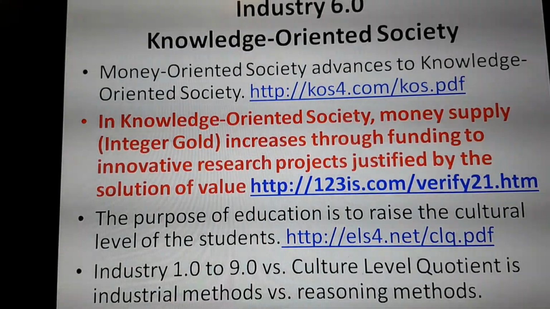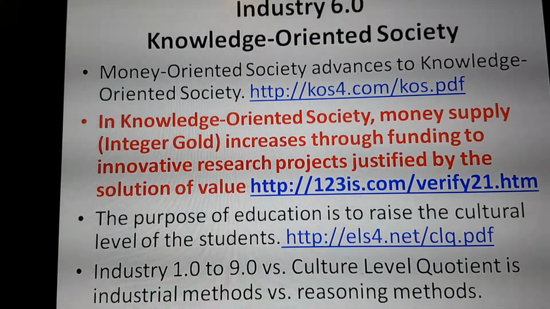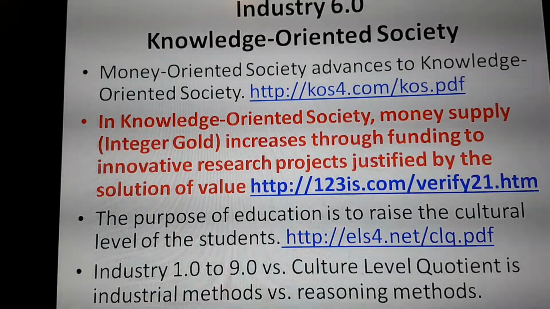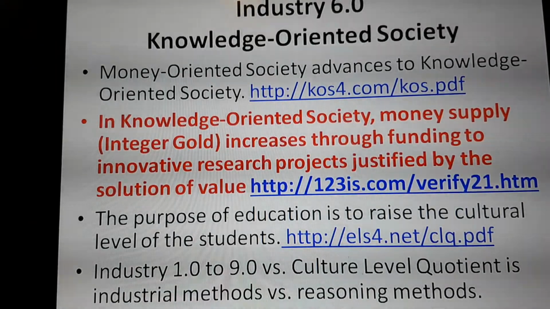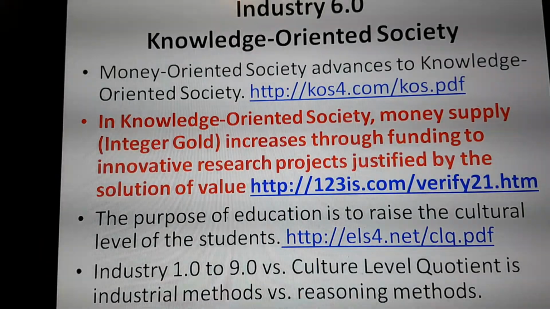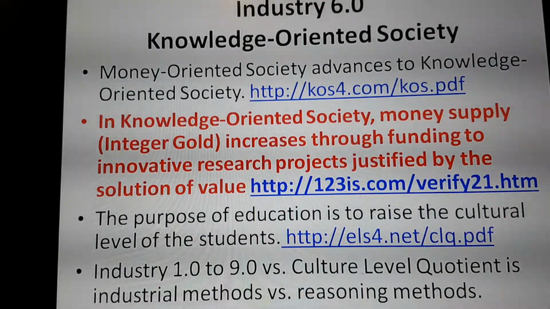So in conclusion, the purpose of education is to raise the cultural level of the student. In this talk, we focus on industry. If you want to compare those two systems, Industry 1.0 to 9.0 versus cultural level quotient, it is industrial methods versus reasoning methods. In other words, cultural level quotient uses reason to judge a person or a society. Industrial methods use the way we are talking about today, how methods are used in each industry.